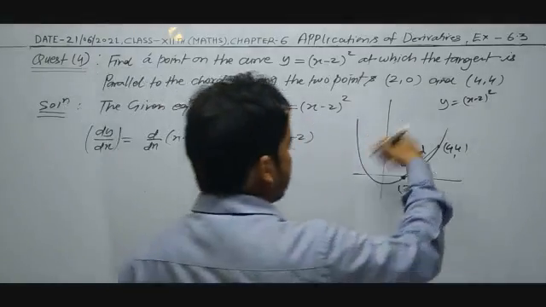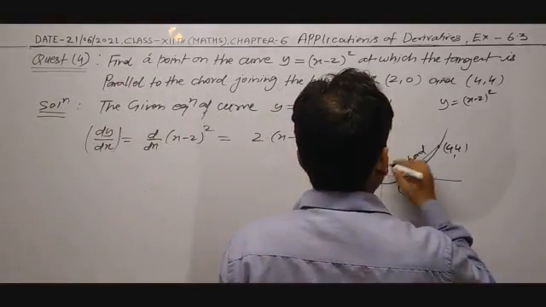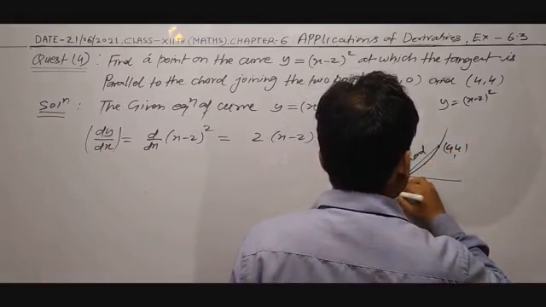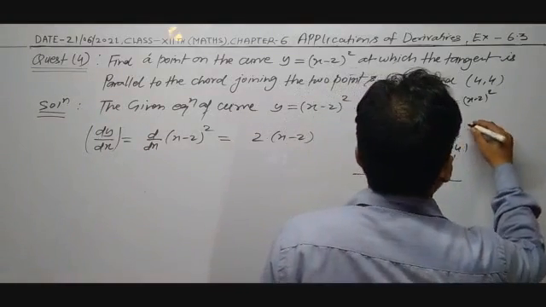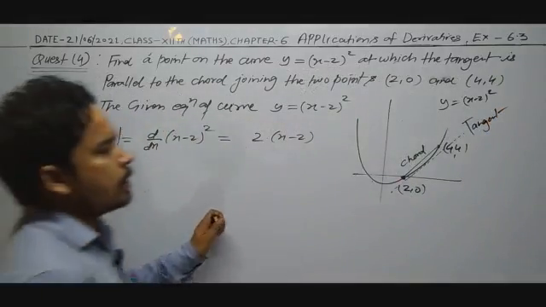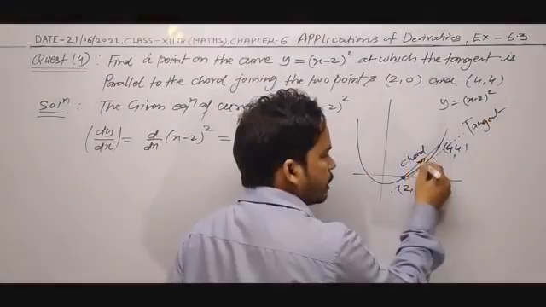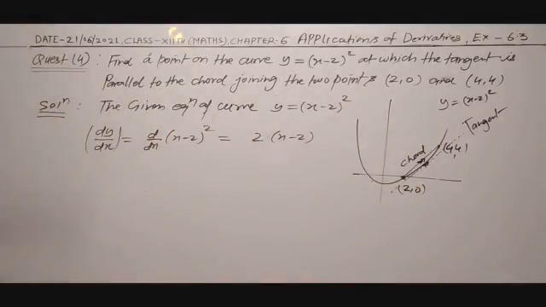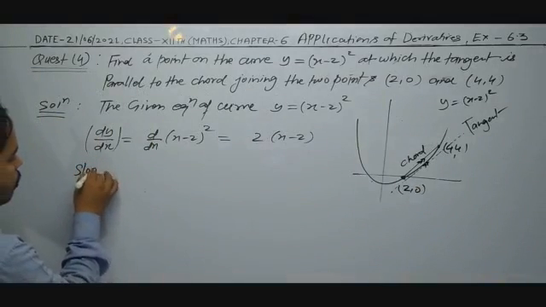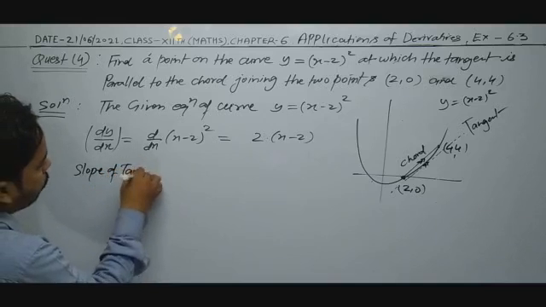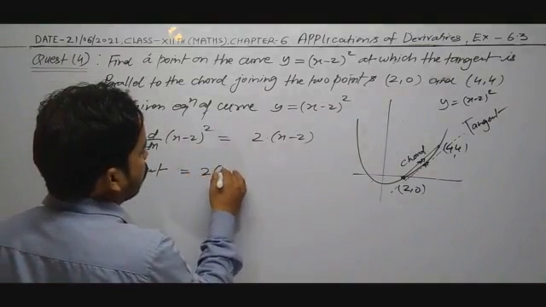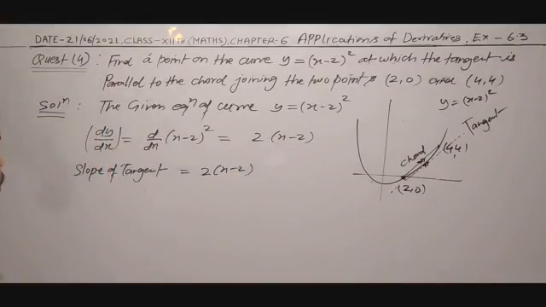Suppose any tangent that is parallel to the chord, you can draw here. This is the tangent that is parallel to the chord. It means the slope of the tangent and the slope of the chord will be equal because they are parallel to each other. So the slope of the tangent is equal to 2(x - 2). Consider this equation 1.